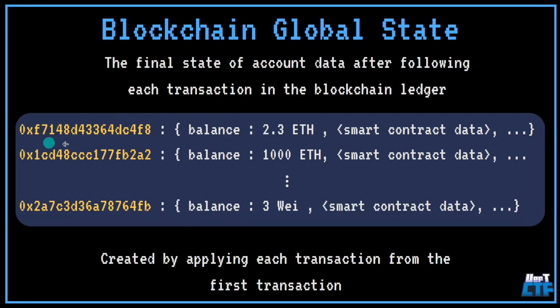It's literally just like a mapping of your address to your balance. And then depending on if you're like a smart contract or something, you might have some extra data as well.